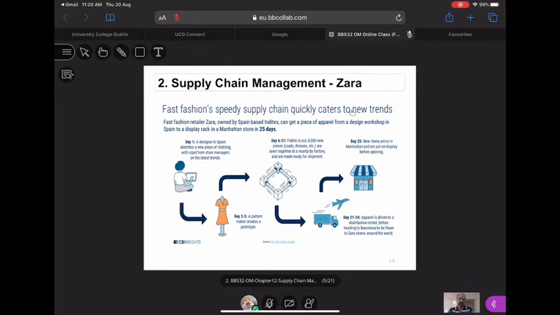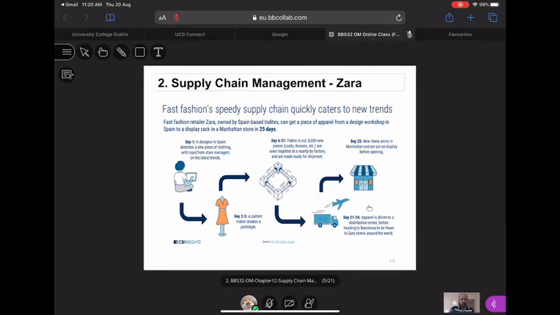Guys, I'm sure you know Zara is a fast fashion company. A fast fashion company is basically a fashion company that will try to understand what the new trends of clothing are that people want to buy. Then they quickly make it in order for customers to be able to buy. So the main thing is they are very fast. So guys, let me explain Zara's supply chain management.